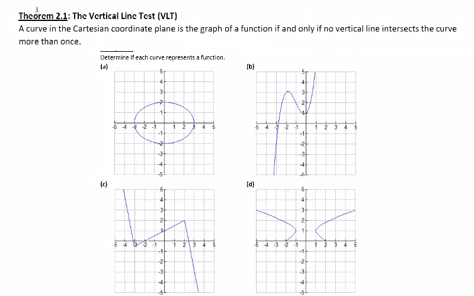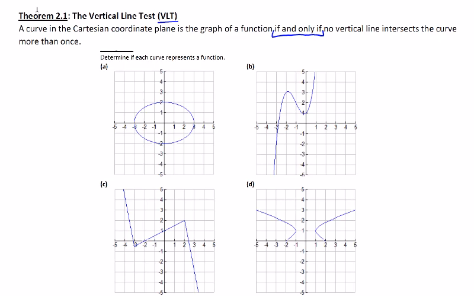Continuing with part 5 about the vertical line test, let's go ahead and look at Theorem 2.2, which is a statement of the vertical line test. You'll oftentimes see me refer to it as the VLT. That'll be an abbreviation for the vertical line test. And it says that a curve in the Cartesian coordinate plane is the graph of a function if and only if no vertical line intersects the curve more than once.